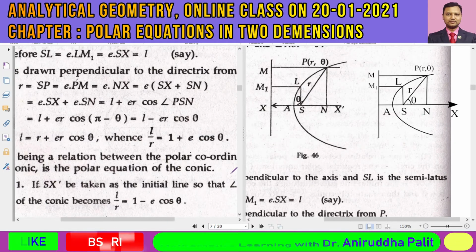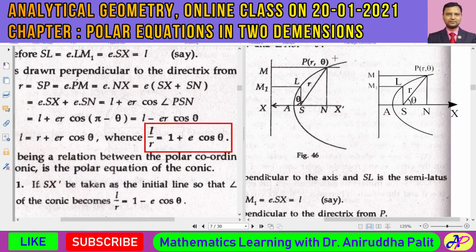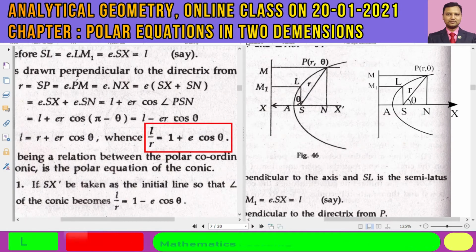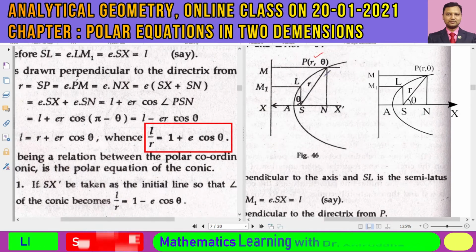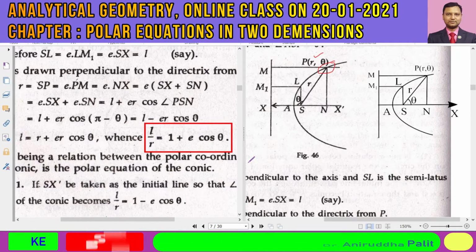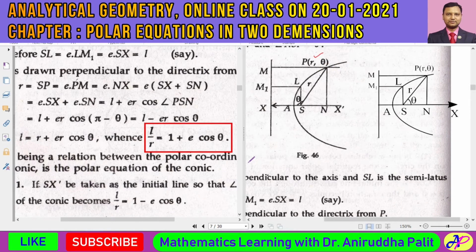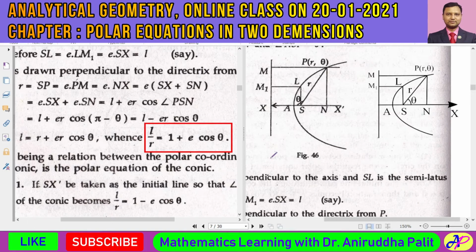L by r is equal to 1 plus E cos of theta, and that is actually a relation in between the coordinates r and theta. The relation in between the coordinates of an arbitrary point r and theta lying on this curve. Got it? And therefore this would be the equation, the polar equation of the conic. Clear? L by r is equal to 1 plus E cos theta would be the polar equation of the conic.